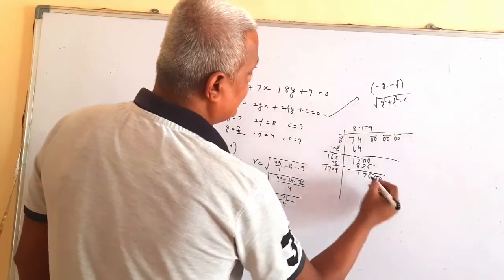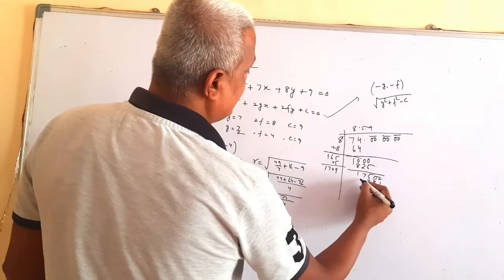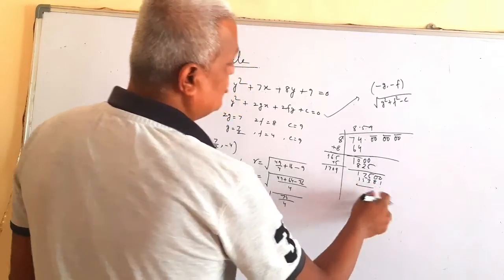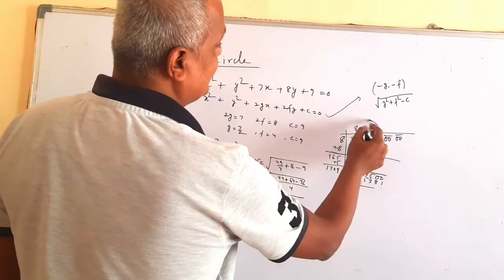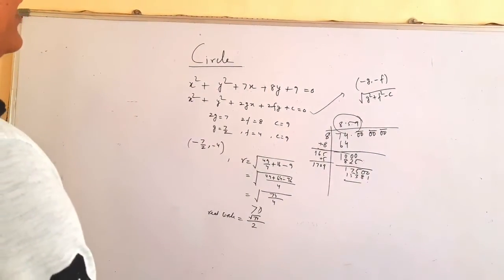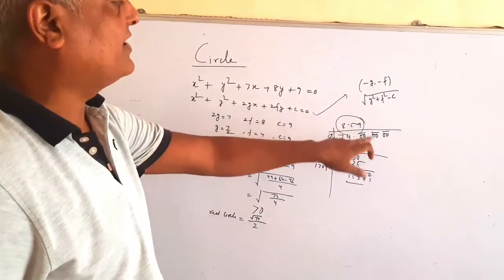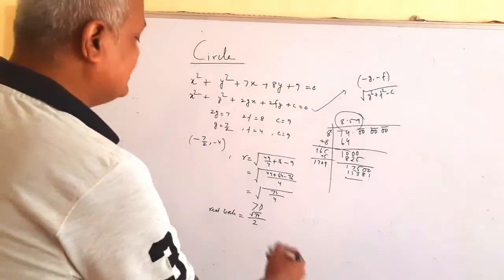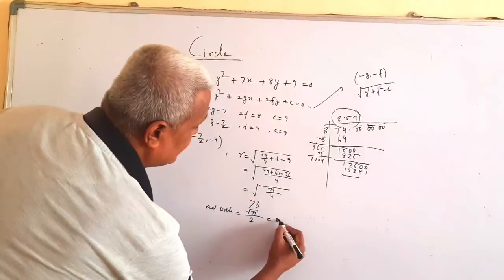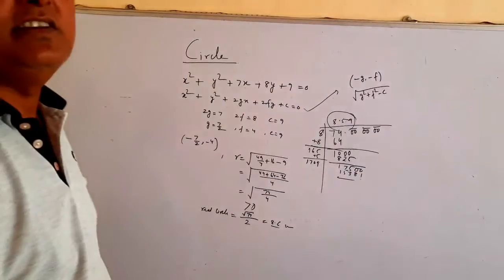Let's check it out. I don't care what the digits are, but I am getting the idea that it is 8.59, and if I round it off to two significant figures, then this will become 8.6. So this is my answer, 8.6 units, and this circle is a real circle.